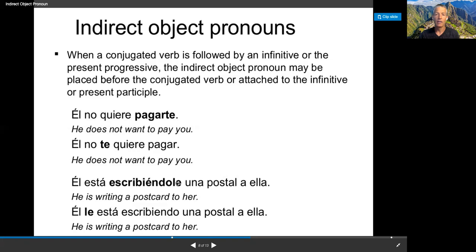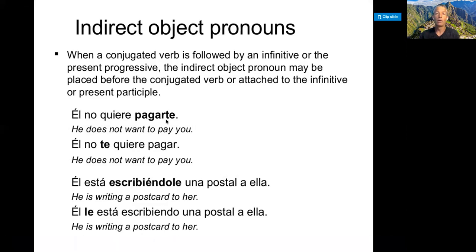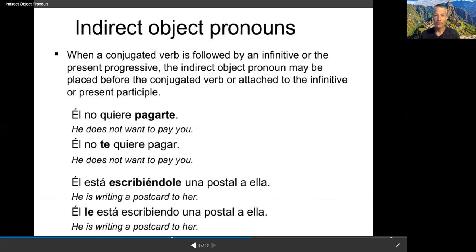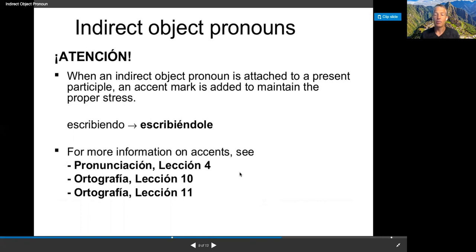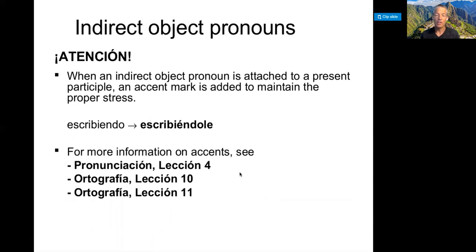Now, one thing that I need to mention is when you attach a pronoun to the end of an ando or yendo, you always put an accent on the A in ando and the E in yendo. That's just to maintain the pronunciation in that syllable. So again, with two verbs, you can put the pronoun before the first verb or after the second verb. Either way is fine. When an indirect object pronoun is attached to a present participle, an accent mark is added to maintain the stress. Escribiéndole.